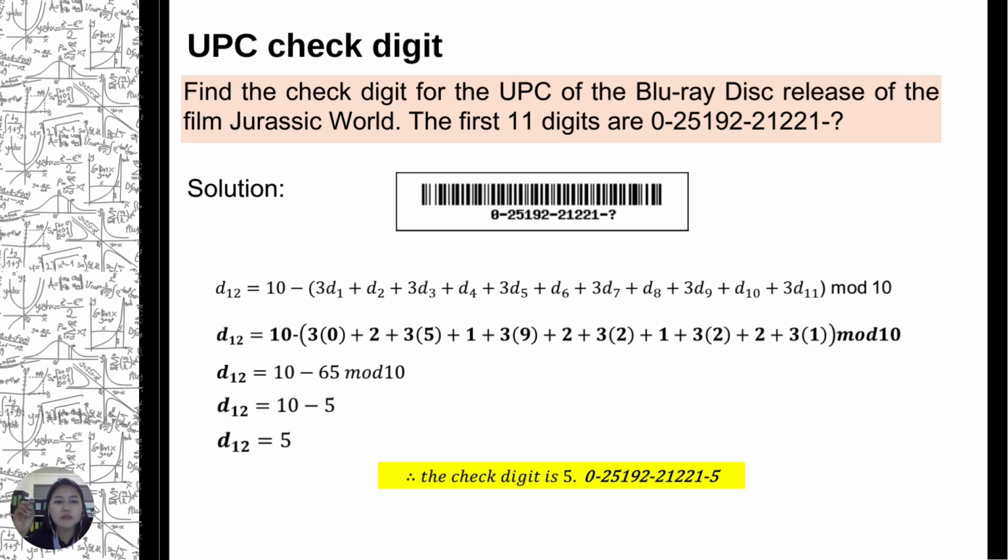Then you find the remainder of 65 modulo 10, which is 5. Therefore, 10 minus 5 is equal to 5. For the summary, the check digit is 5, and the UPC will be 0-25192-21221-5.